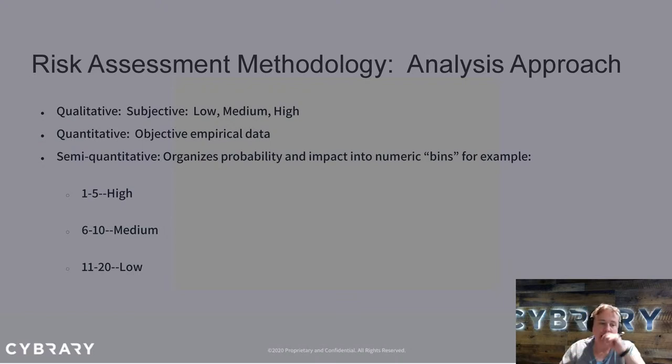And then semi-quantitative basically means that you're still giving subjective information, but you're associating numbers with it. So I might say, on a scale of 1 to 10, how likely is it to rain this weekend? Or on a scale of 1 to 5, how likely is it the Chiefs are going to win the Super Bowl? So that would be semi-quantitative. At first, it looks like quantitative because you're seeing numbers, but you realize that those numbers have just been subjectively assigned.